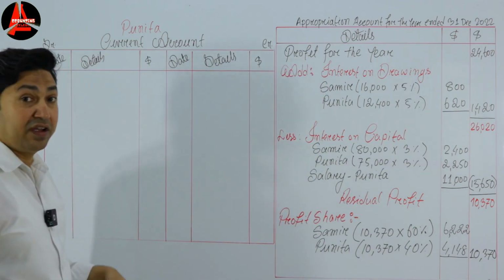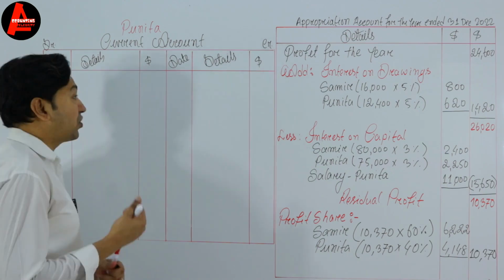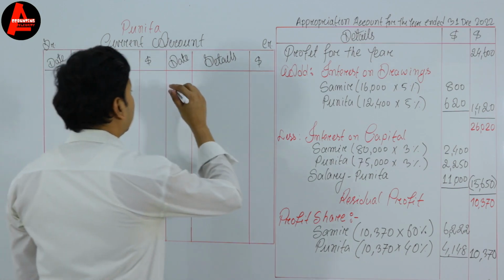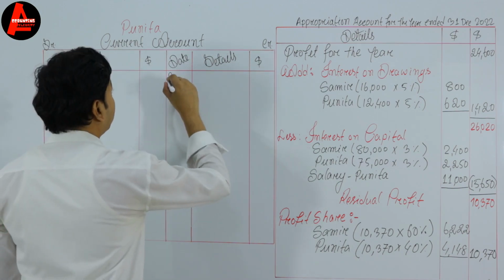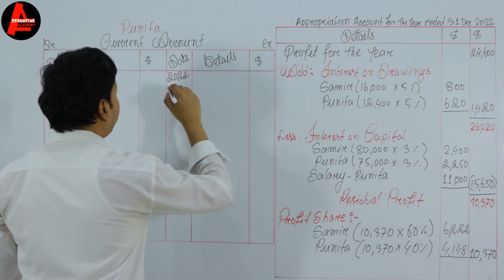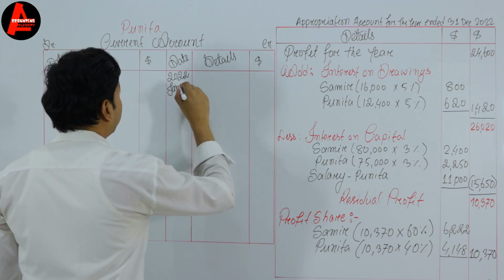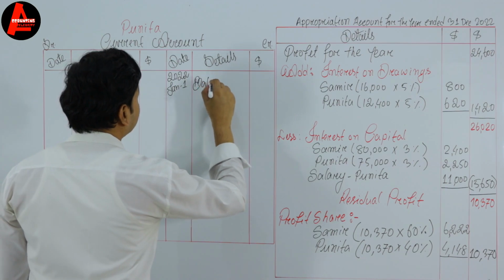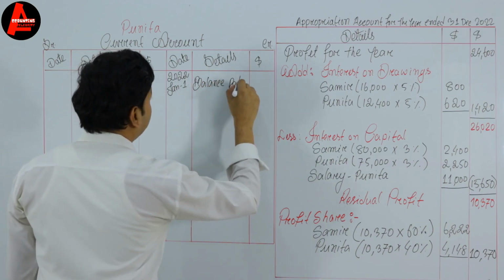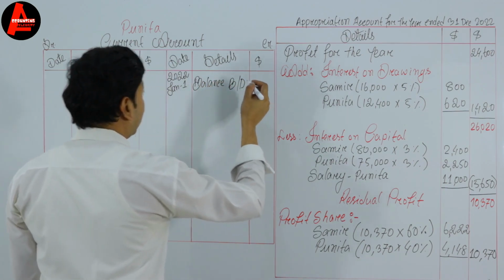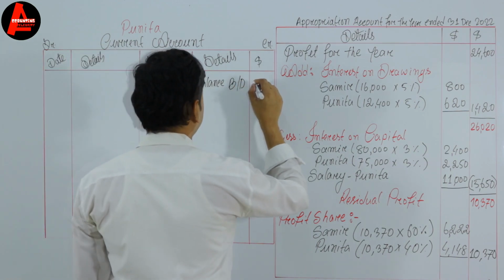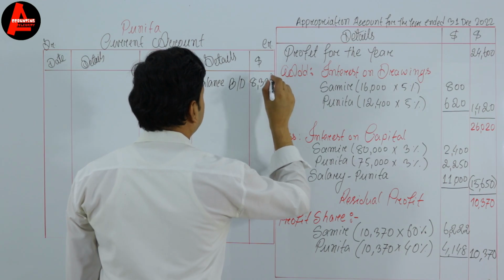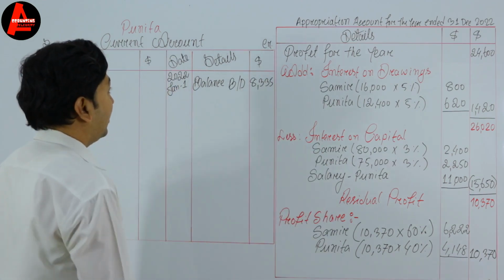So we will write here the dates. Opening balance, we will write the opening date, 2022. Opening date will be January 1st. Here we will write balance BD, which stands for brought down. On the question we see it is $8,335.